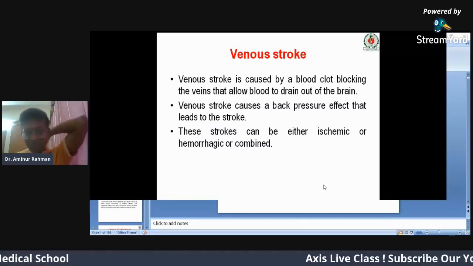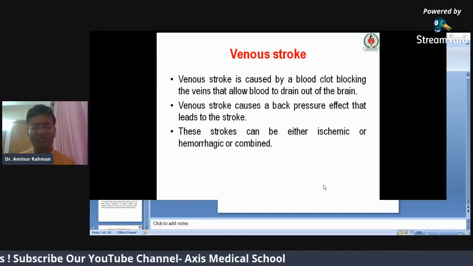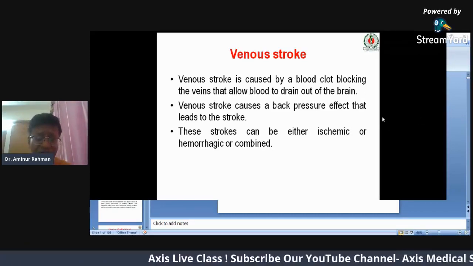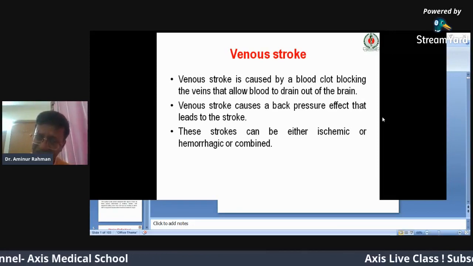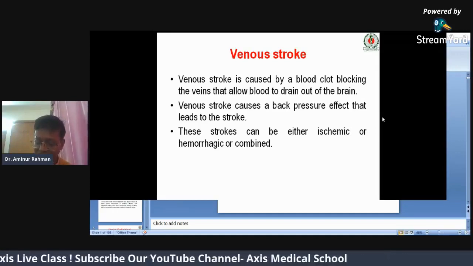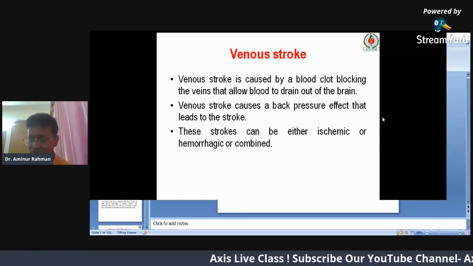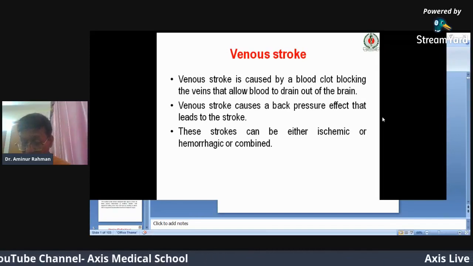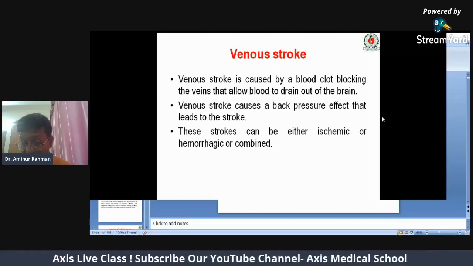Then another common term is venous stroke. Venous stroke is caused by a blood clot blocking the veins that allow blood to drain out of the brain. Venous stroke causes a back pressure effect and leads to the stroke, because when there is venous obstruction, there is increased pressure in the vein, and it causes backflow, because veins drain the deoxygenated blood from the brain. So if there is venous obstruction, it backflows to the brain. This causes the stroke.